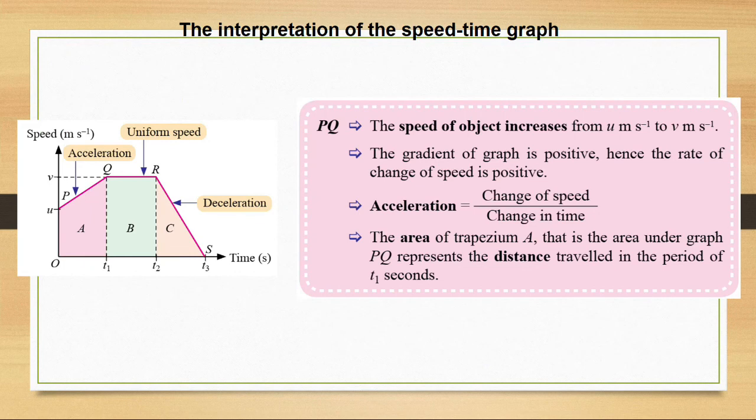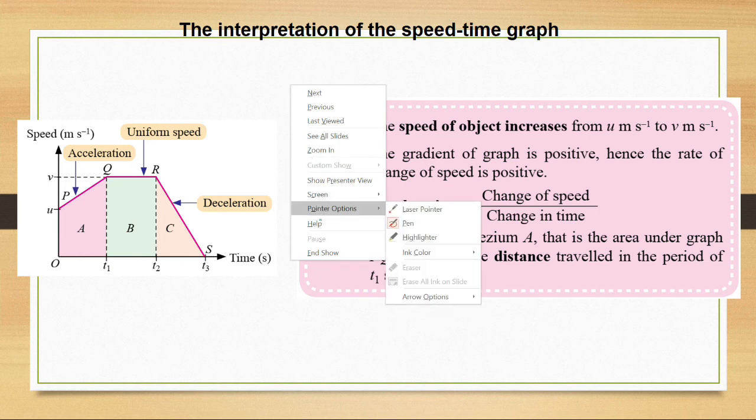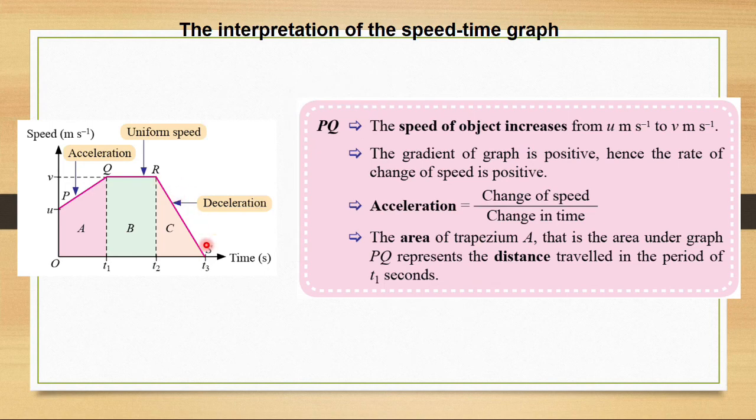Okay, now we look at the interpretation of the speed time graph. So this is a speed time graph. On the left, the one that we have, we can see the one that going up is acceleration, and then the one that is straight line is a uniform speed, and followed by deceleration down here. Okay, so for PQ, the speed of object increases from u meter per second to v meter per second. Here we can see u to v. And then the gradient of the graph is positive because it's going up. Hence, the rate of change of the speed is positive. So to find out the acceleration, remember this part is acceleration now when it is a speed time graph. So it is the change of speed, which is the vertical distance over here, over the changes in time, the horizontal distance. And then the area for trapezium A, the pink color part here, is the area under the graph. Okay, it represents the distance in the period of t second.